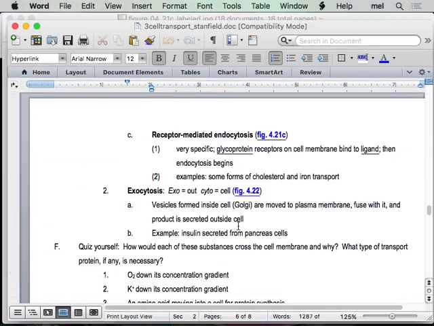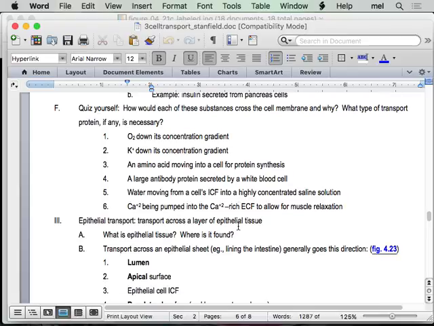Okay, so now to apply all of this, what I want to see is if you guys can quiz yourself by looking at each of these transport situations and telling me what kind of transport you would do. What is the type of transport? We're trying to get something across the cell membrane. Does it use a channel, a carrier, or pump, right, which is a carrier plus ATP? And then, of course, is energy required, right? So in each of these situations, that's what I want you to do. So how would each of these substances cross the cell membrane, and why, importantly? What type of transport protein, if any, is necessary?